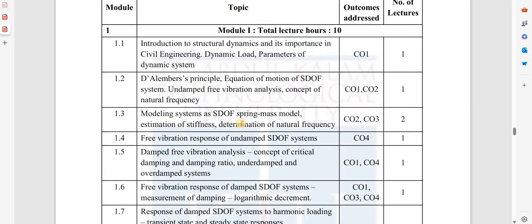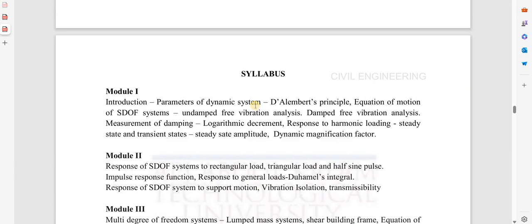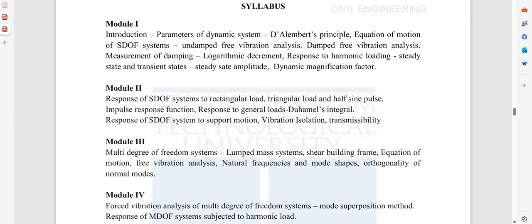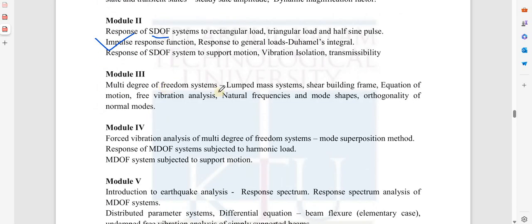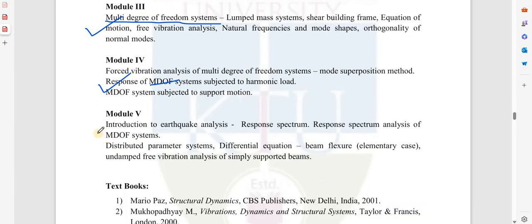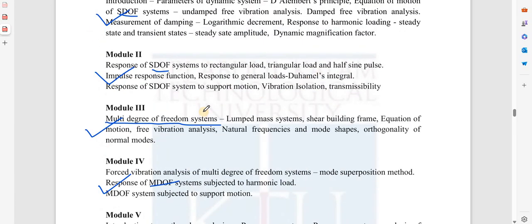I am just taking the syllabus once again. Here you can see this is our syllabus. In our syllabus you can see the first module is SDOF, and the second module too. So the first 2 modules we will be dealing with SDOF systems, that is single degree, where there will be only one mass. Then in the next 2 modules we will be dealing with multi degree of freedom systems, MDOF. In the last module also we will have MDOF. So this is the structure of our syllabus.